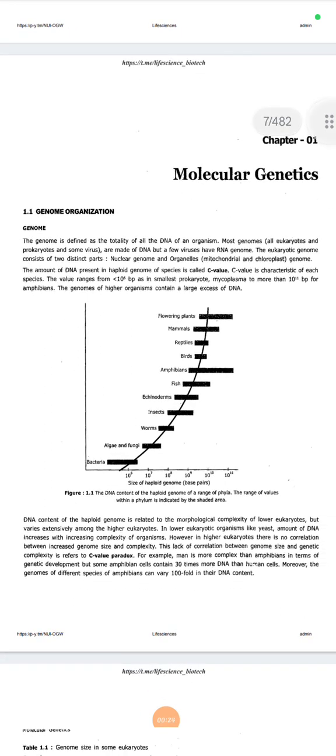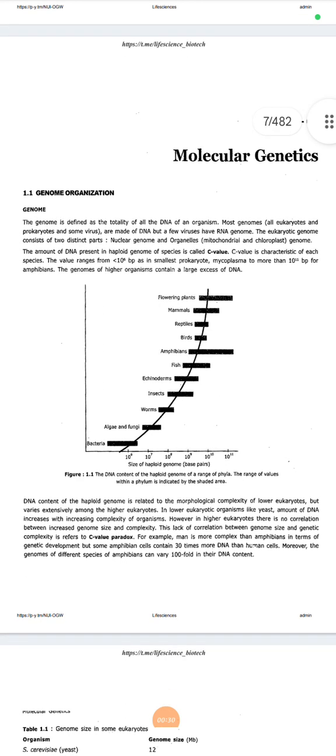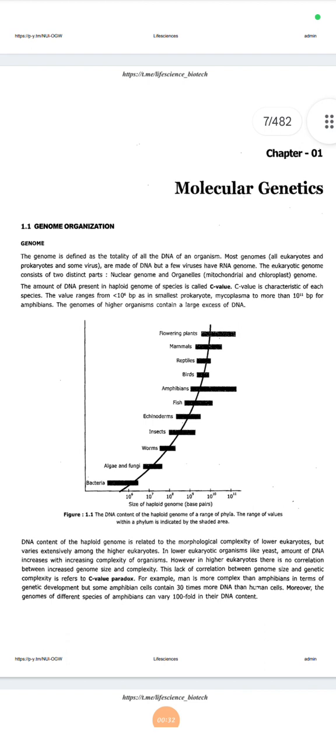So first of all, what is genome organization? In the first heading, genome organization, the genome is defined as the totality of all DNA of an organism. Prokaryote and eukaryote genomes are made up of DNA, but a few viruses have an RNA genome. The eukaryotic genome consists of two distinct parts, the nuclear genome and the organelle genome. Organelle genome is mitochondrial and chloroplast.